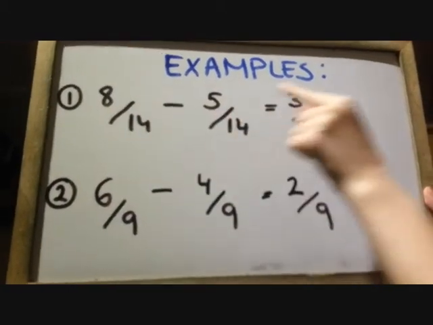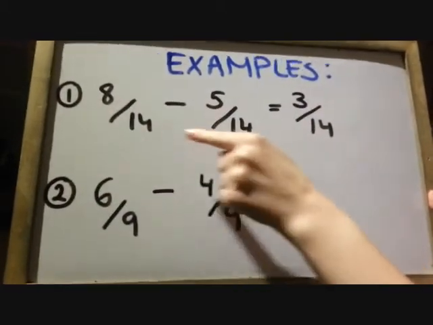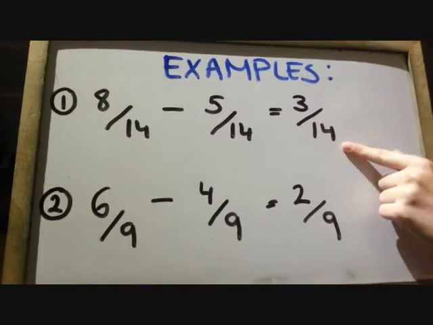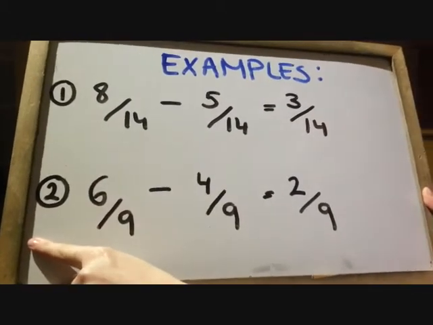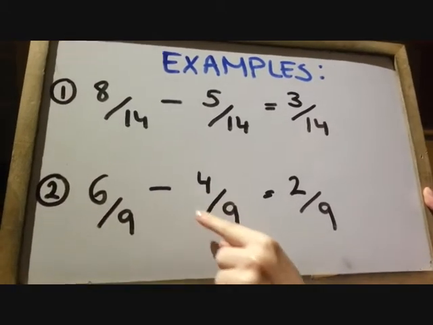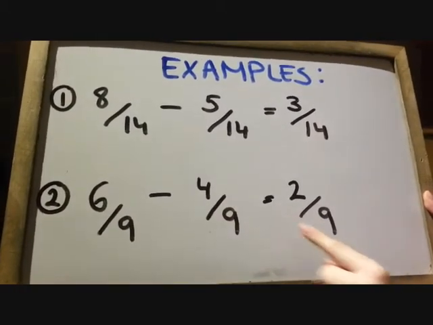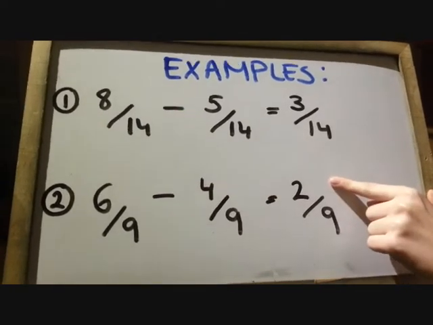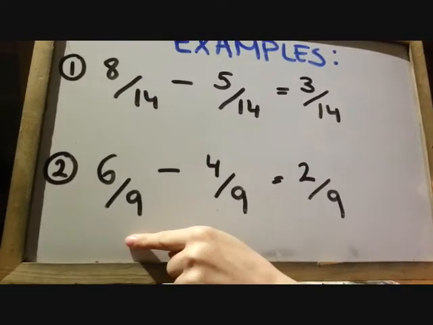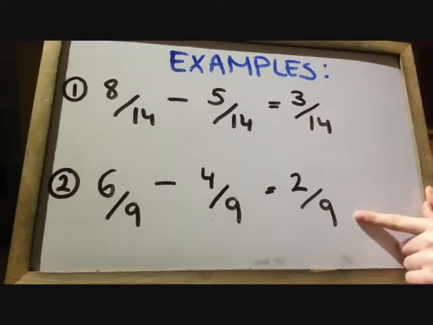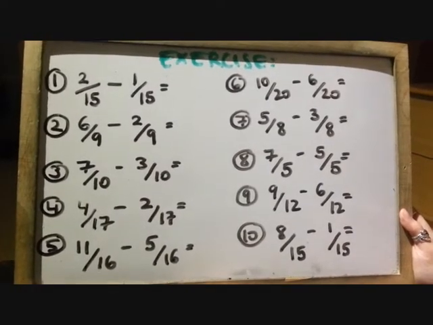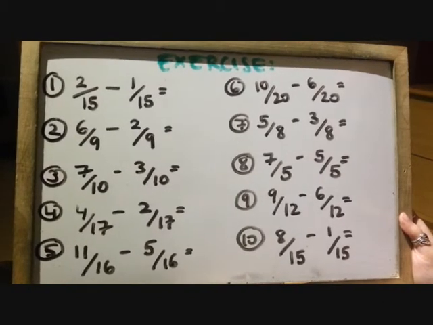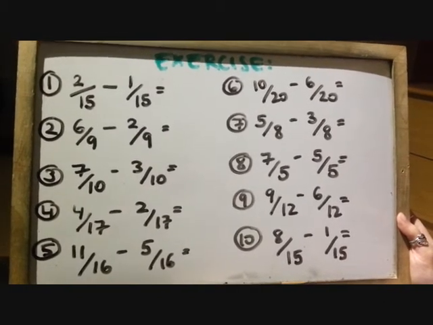8 minus 5 gives me 3, and because both denominators are 14, I can just copy it out. Example number 2 is 6 over 9 minus 4 over 9, which gave me 2 over 9. 6 minus 4 gives me 2, and then because both denominators are 9, I can just copy out the 9 again. This is the exercise you have to solve for subtracting same denominators.